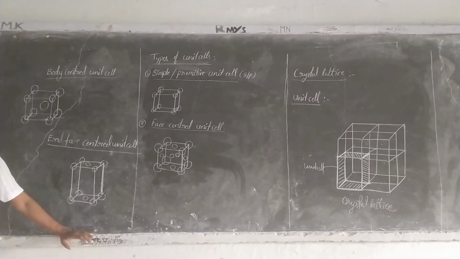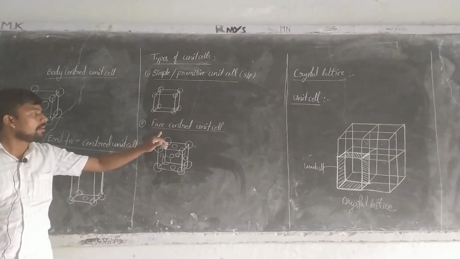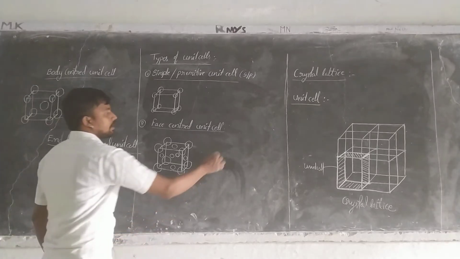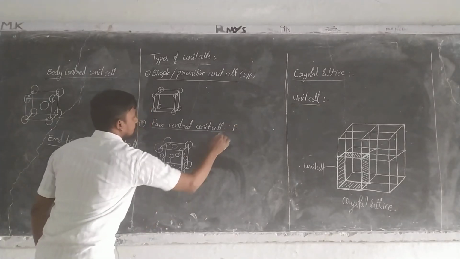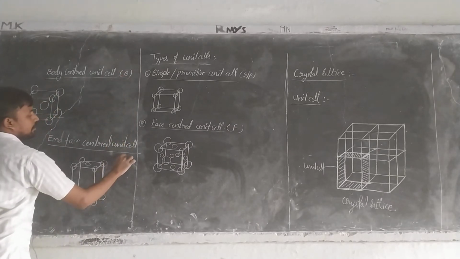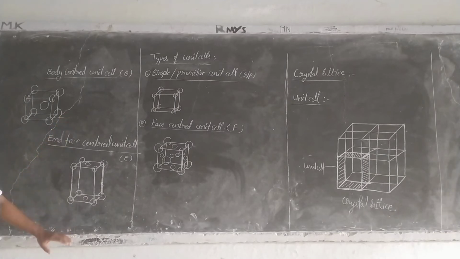So unit cell is classified into four types: the simple or primitive unit cell, face centered unit cell, body centered unit cell, and end face centered unit cell. Face centered unit cell is indicated with F, body centered with B, end face centered with E. Okay, these are the types of unit cells, or the classification of unit cells.